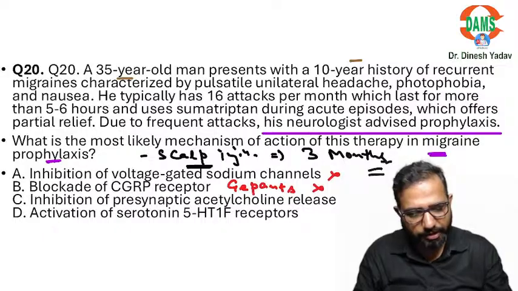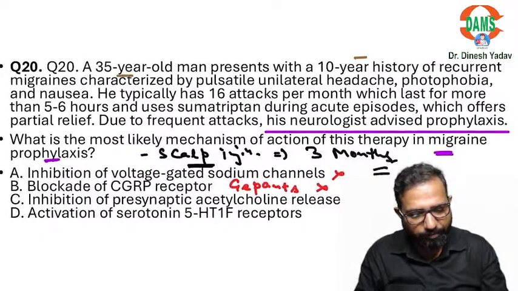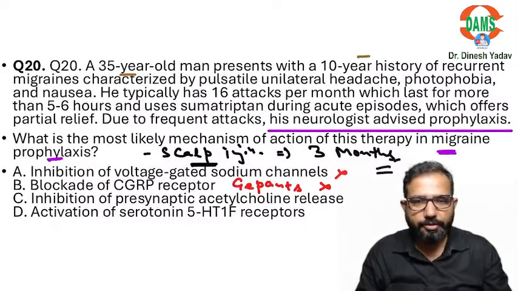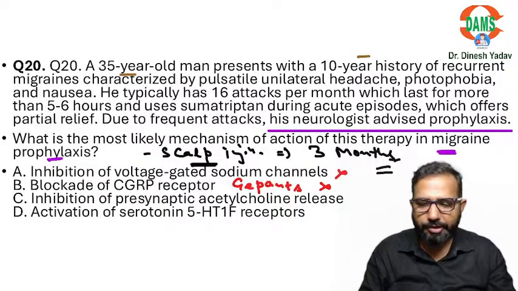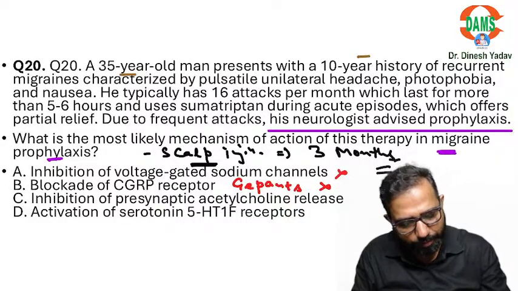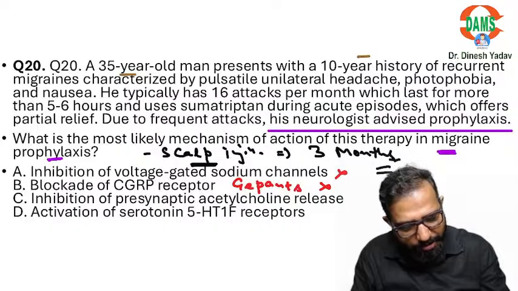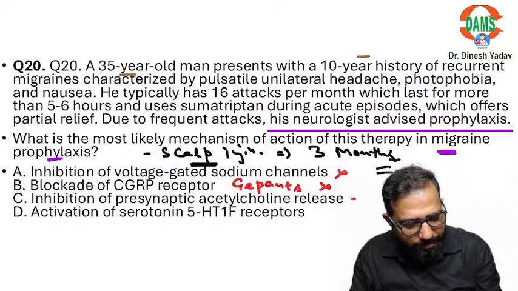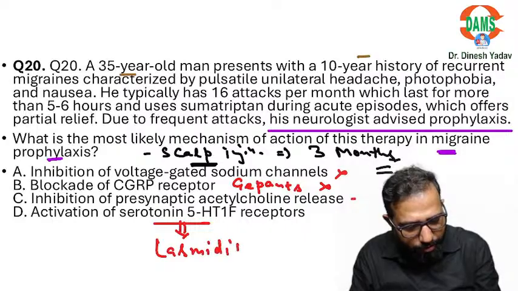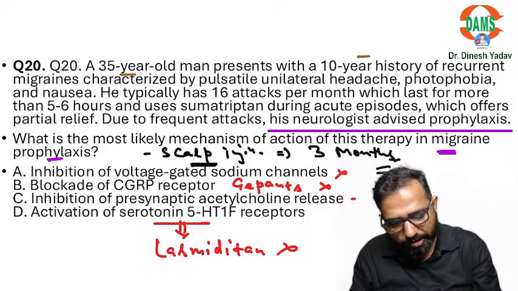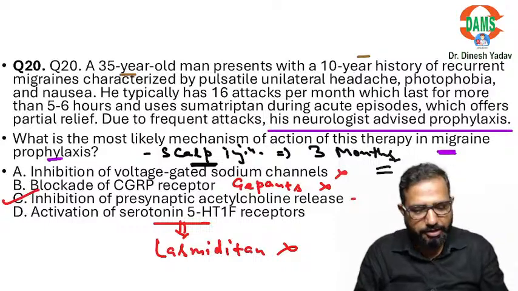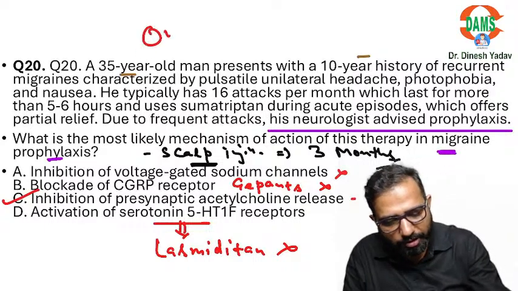Okay. The drug is a scalp injection given every 3 months. 3 to 6 months, mostly 3 months we repeat. So inhibition of presynaptic acetylcholine release, activation of serotonin 5-HT. So this is lasmiditan. And that is also for acute purpose. So what is the drug? Option C. That is onabotulinum toxin.